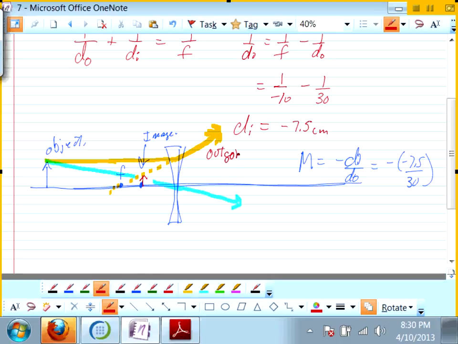A subtle but important point: outgoing. Outgoing. These two rays diverge. So what we need to do is trace them both backwards. We already traced the first one backwards. Did that. So now we trace the second one backwards. And that's how we locate the image.